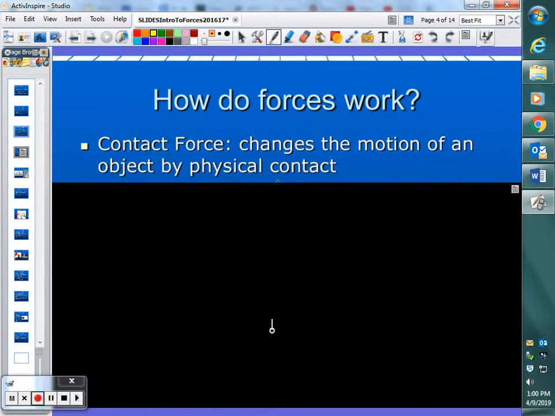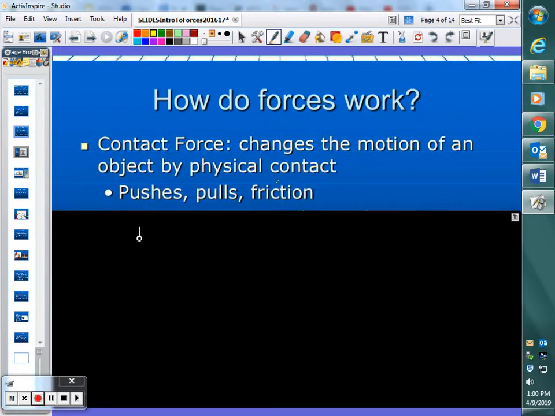So, contact forces. Contact forces change the motion of an object by actual physical contact. These are the things that most of you probably would think of as forces. Pushes, pulls, hits, throws, right? All those kind of things that actually require contact in order to change the motion of an object. Okay?